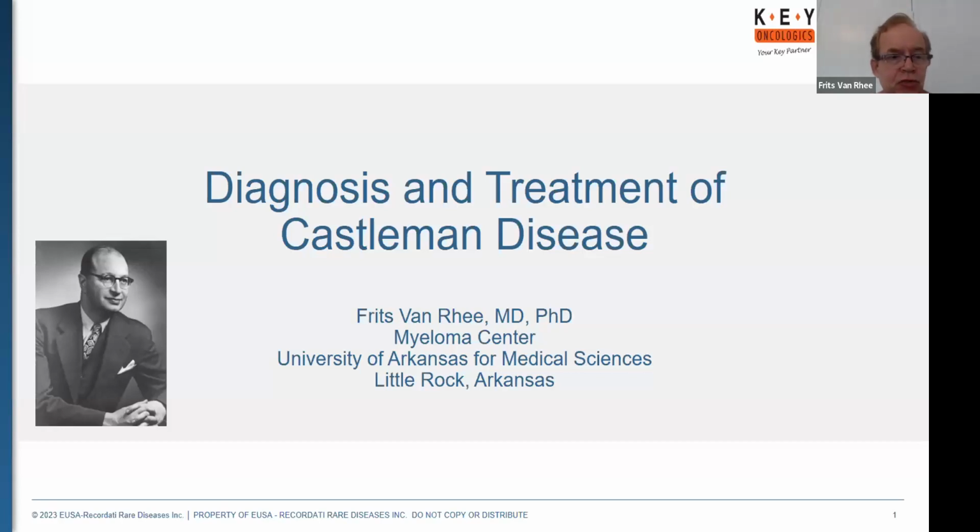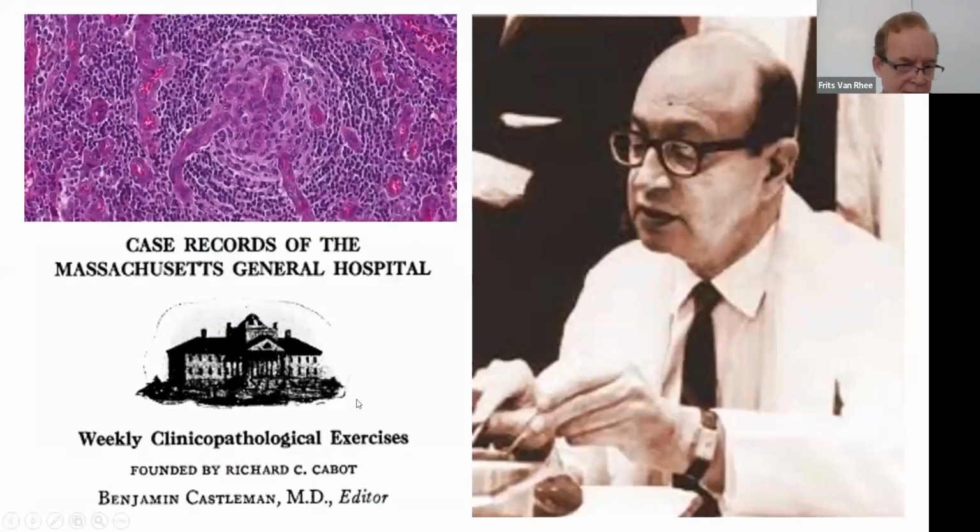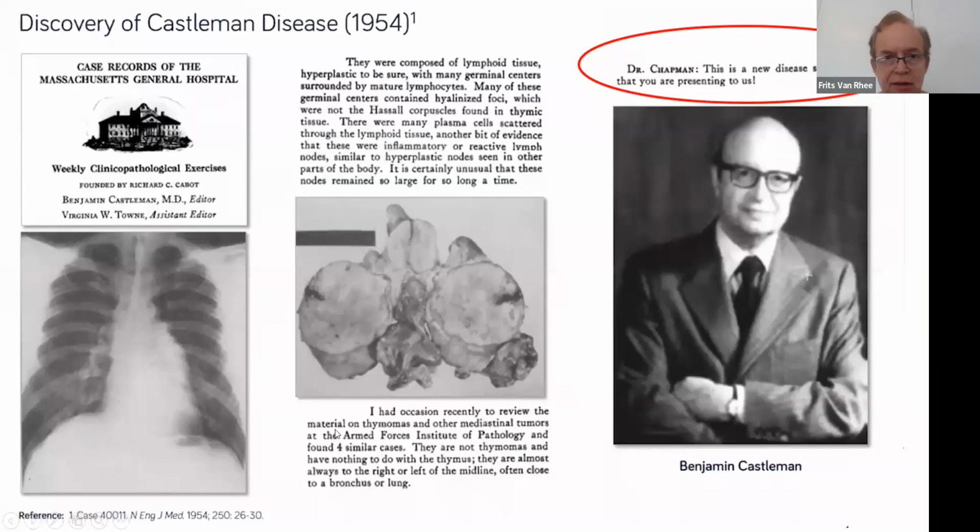Now, Castleman's disease was originally described by Dr. Benjamin Castleman, who worked at the time at the Massachusetts General Hospital, and described a patient with a mediastinal mass. And this patient had the typical histopathology of what we now refer to as hyaline vascular variety of Castleman's disease. And at that time, it was recognized that it really was a new disease that was presented. This was followed up by a publication in 1956 with a further 13 patients. And this disease entity, which is the unicentric variant, came to carry his name.